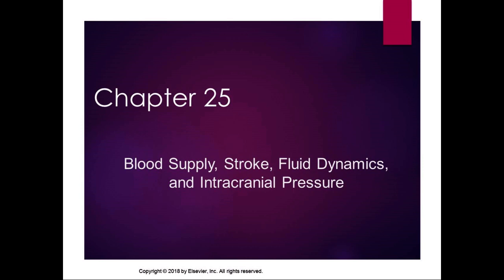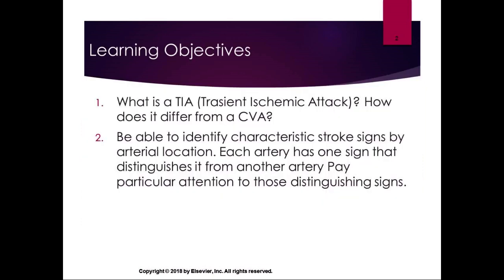In the book there is a lot of detail on the cerebral arteries, and we're just going to hit the high points on them. For the learning objectives, I want you to learn what a transient ischemic attack, or TIA, is, and how it differs from a CVA, or cerebrovascular accident. So we're going to talk about each of those.